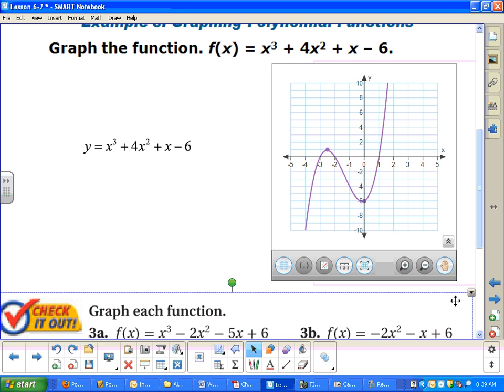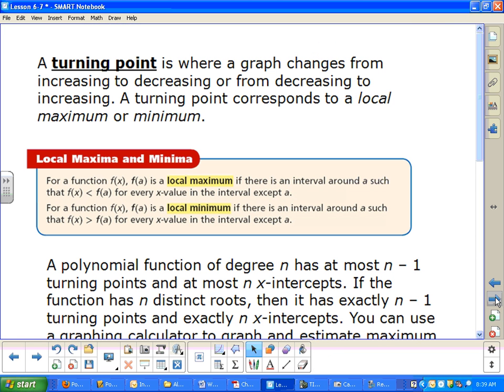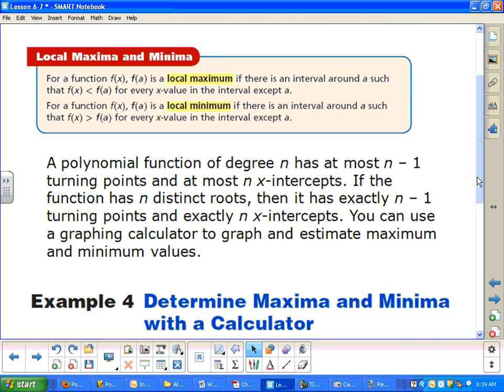All right, let's finish this up. And we're going to talk about maxes and mins one more time. Turning points are where a graph changes from increasing to decreasing or decreasing to increasing. It stops going up and starts going down, or stops going down and starts going up. And we call those local maximums and minimums.